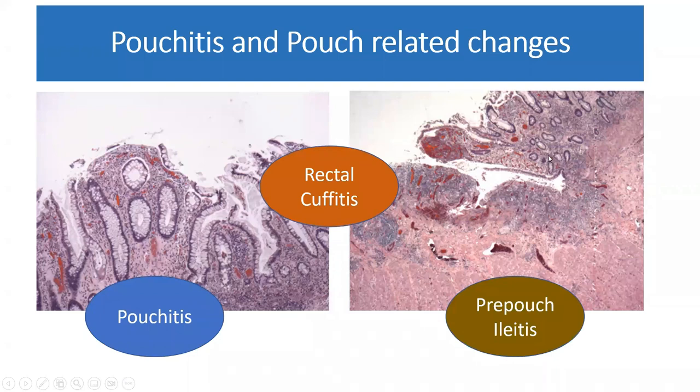What we mean by pouchitis and pouch-related disorder, of course, we have to split into what exactly we mean. Do we mean a pre-pouch ileitis, or do we really mean a rectal cuffitis, or is it pouchitis? Providing that you understand that this is what we mean by pouchitis and pouch-related disorder, this is the first step to understanding this concept, right? The terminology that's used will rely on where the biopsy is coming from, as I will be showing you in a minute.